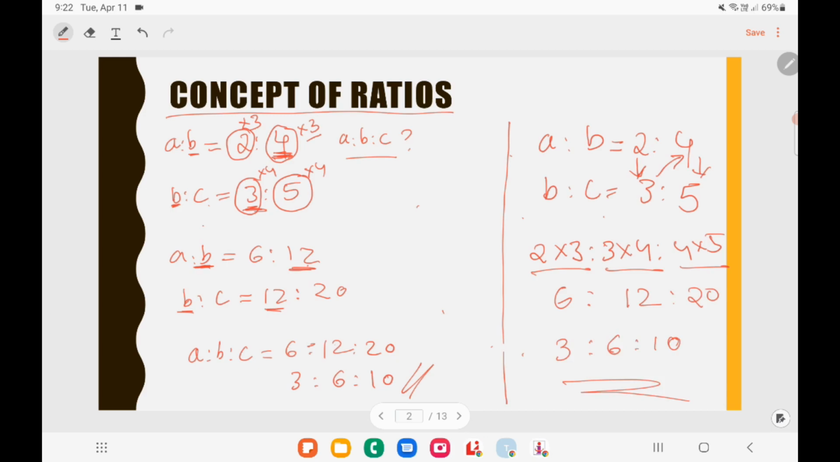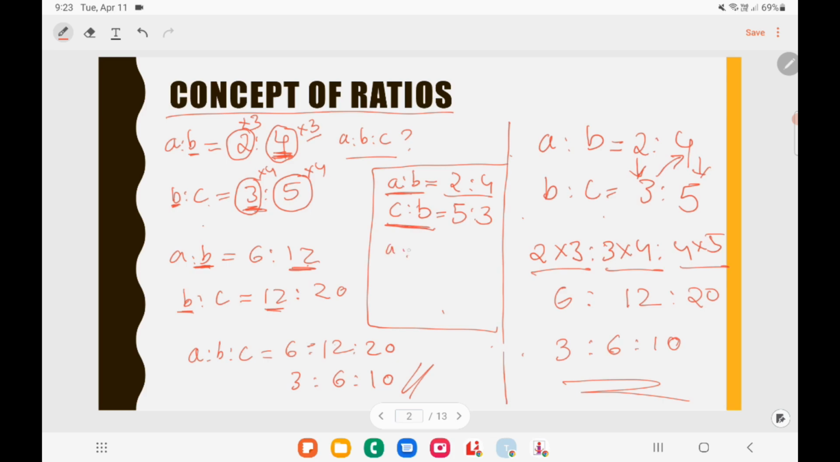Now there is another thing here that you need to understand. If you are given A is to B equal to 2 is to 4 and C is to B equal to 5 is to 3, then you shouldn't do it like this. You should only do it like this after making it in the order. Here it is given A is to B is 2 is to 4 and then C is to B is 5 is to 3. It should be in the order A is to B is to C. So you need to make this C is to B into B is to C.